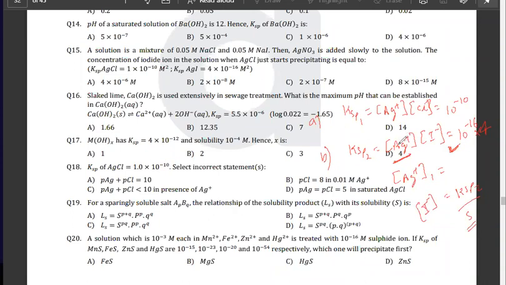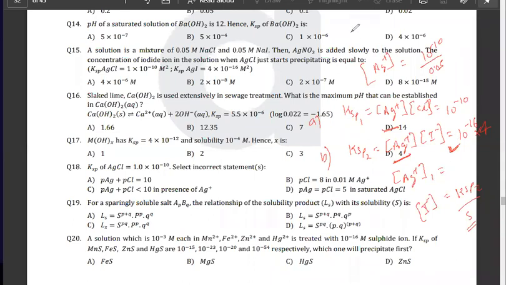Okay, guys. You will calculate the Ag plus concentration from here. So the Ag plus concentration will be this 10 to minus 10 by 0.05. Then put this Ag plus concentration over here. Okay, you will get the concentration of I minus. Got it? Tell me yes or no.